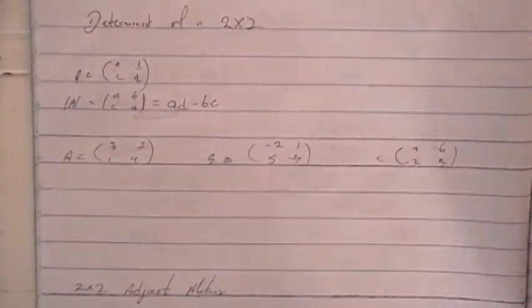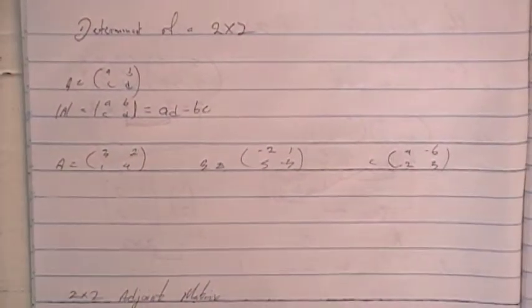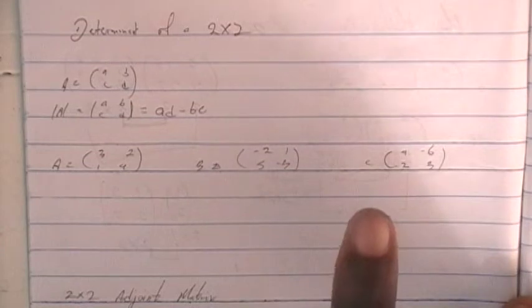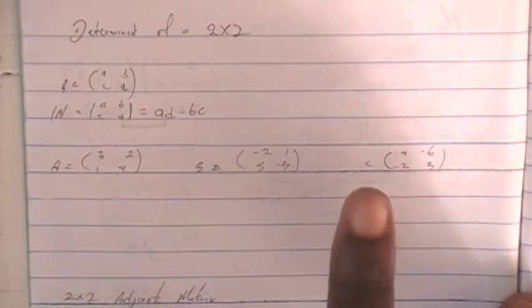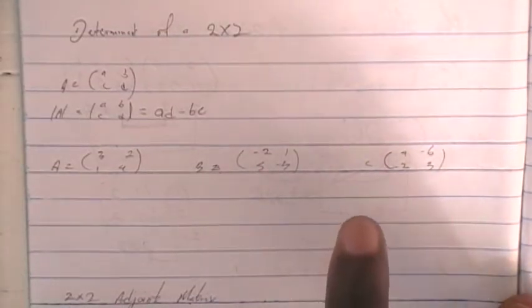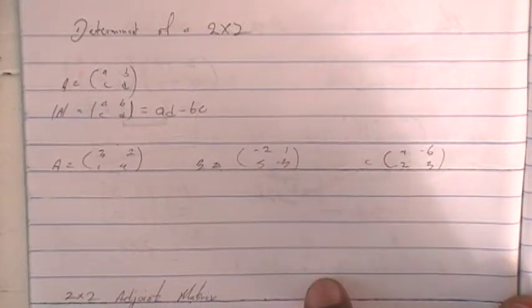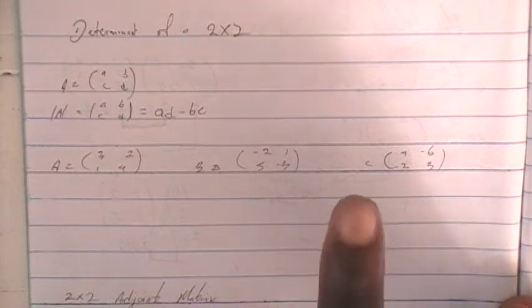Now that you know how to multiply, let's deal with the determinant of a 2 by 2 matrix. The determinant of a 2 by 2 matrix will tell you whether the matrix is singular or non-singular. Let me tell you what that means. If the determinant of the matrix is equal to 0, then the matrix is singular. But if the determinant is not equal to 0, if it's equal to some number, whether negative or positive, then the matrix is non-singular. Okay?